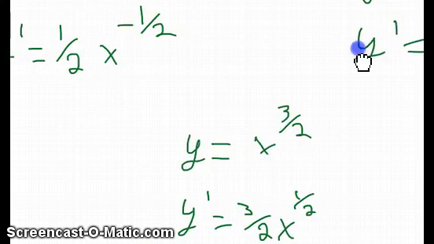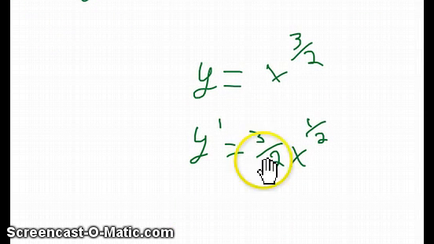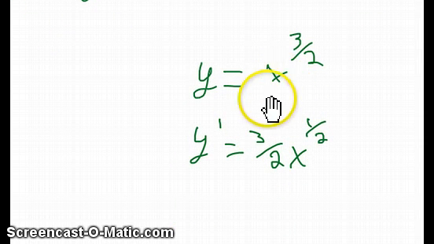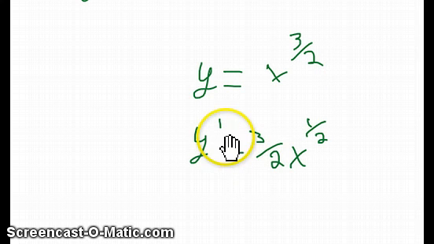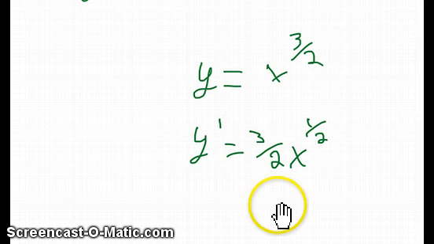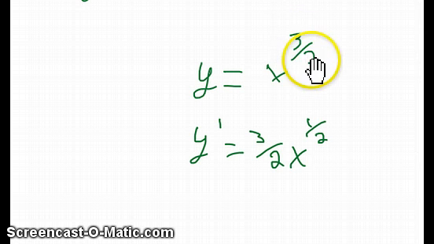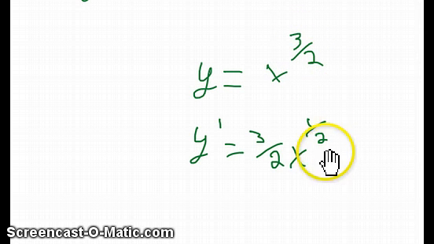This is the same steps if you had the equation y equals x to the 3 over 2. The derivative of this would be 3 over 2 x, and then 3 over 2 minus 1 gives you 1/2. So you get 3 over 2 x to the 1/2.